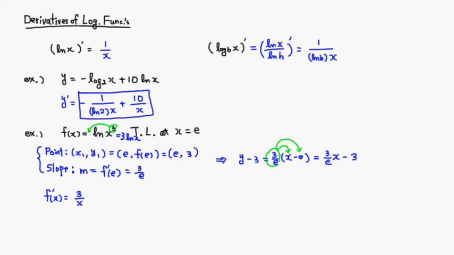Then you can see that there's a negative 3 on the left and a negative 3 on the right, so you can cancel that by adding 3 to both sides. So you get the equation y is equal to 3 over e x, right? So this is an equation of the tangent line that we are looking for. All right, that's it. I hope that this was clear.